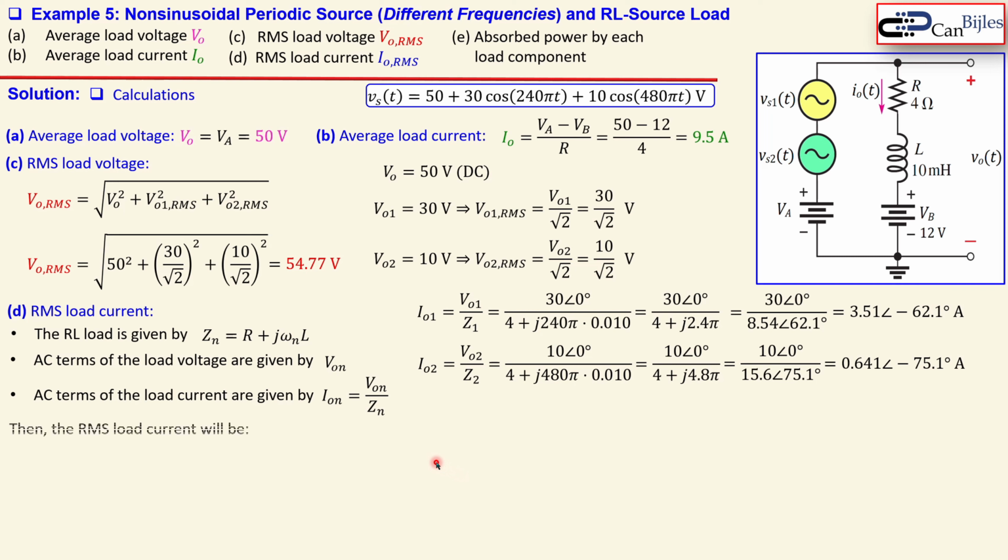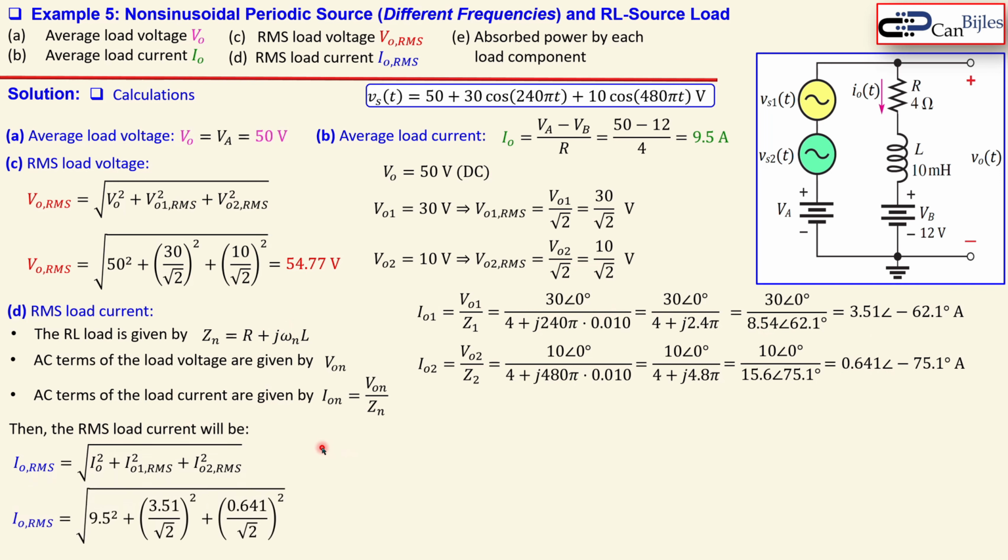Now we have the AC terms. In order to calculate the RMS load current, it will be given by this expression: the average load current squared plus the AC terms, each squared for the RMS. That means you need to divide this by square root of 2 and also this by square root of 2, and then square the quantities. That's all shown here, and that will give us 9.83. You can see here, beside the calculations, that the RMS load current is close to the average load current. So the harmonics or the AC terms don't do much in this case, so little effect.